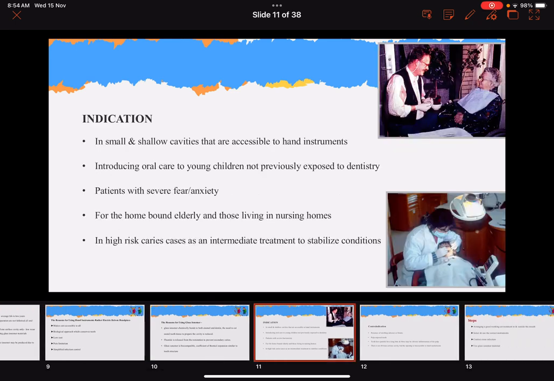Indications are small and shallow cavities that are accessible to hand instruments, introducing oral care to young children not previously exposed to dentists, sometimes patients with severe fear and anxiety, and the homebound elderly, that is, geriatric patients and those living in nursing homes. And of course, those at high risk of caries, as an intermediate treatment to stabilize conditions.